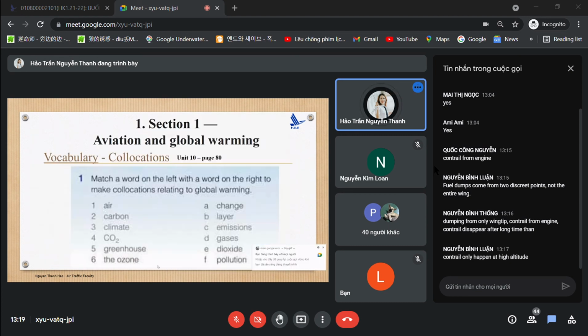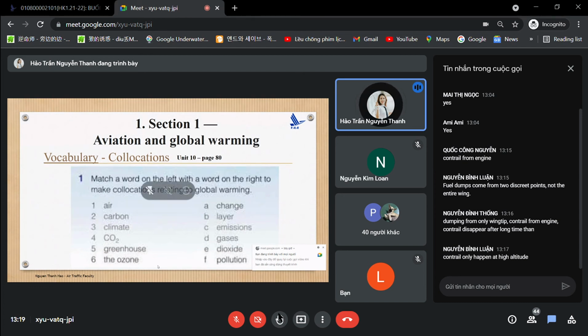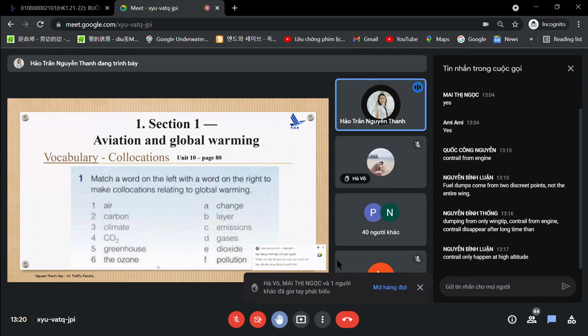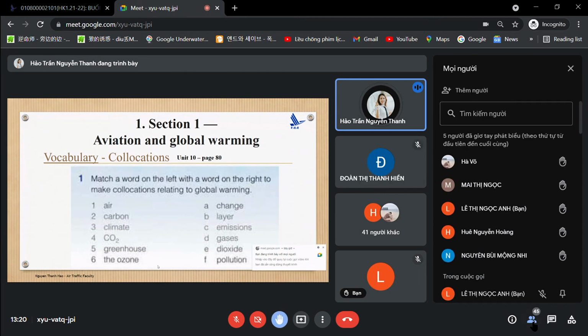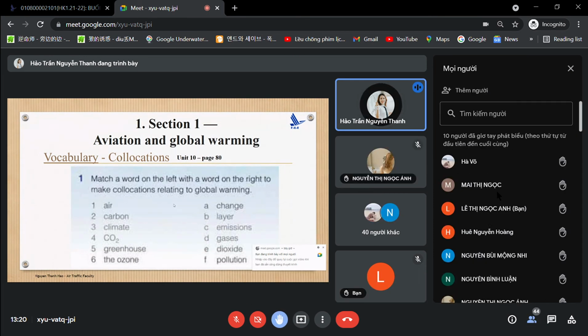Okay, now you can open the book at page 80 and try to do exercise 1. I think it is an easy exercise. You just try to make locations relating to global warming. So maybe I will call a volunteer to answer it right now.